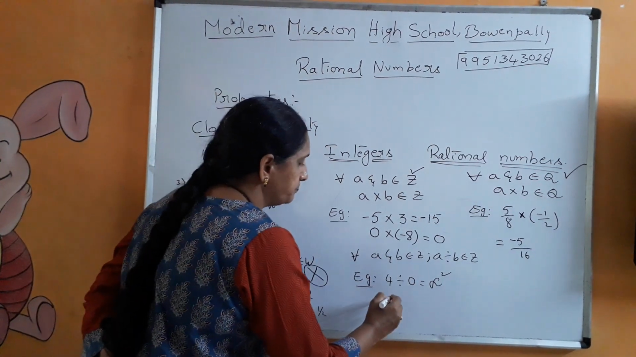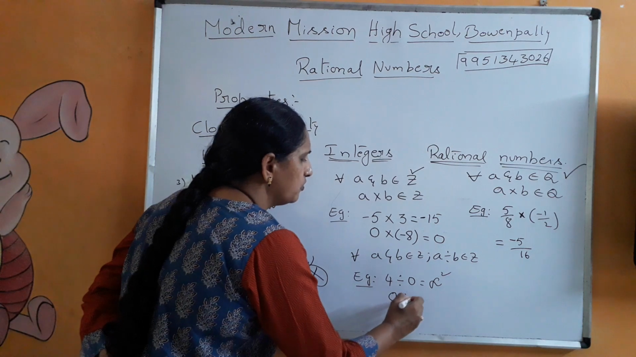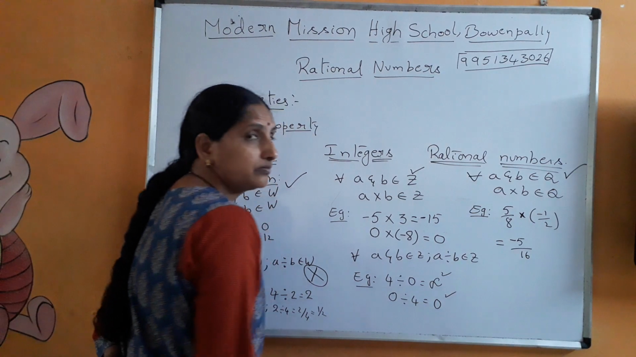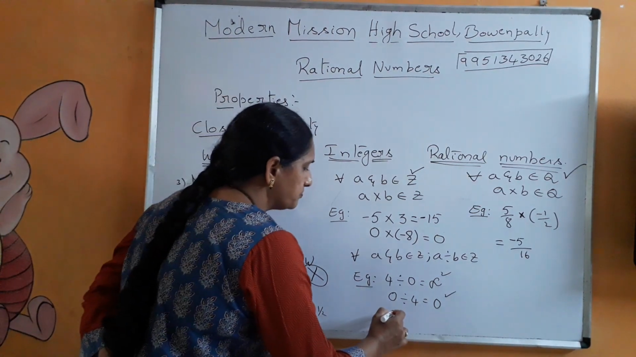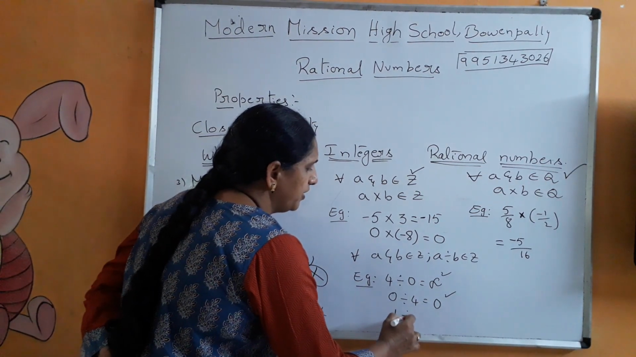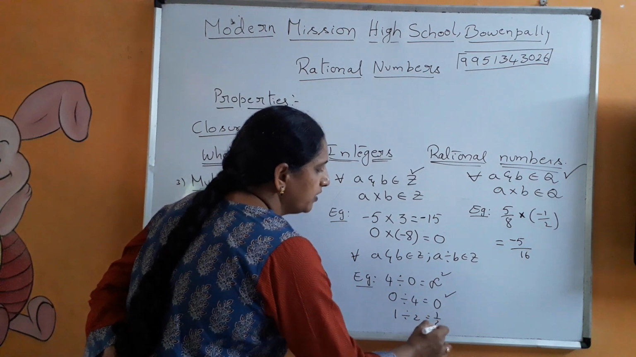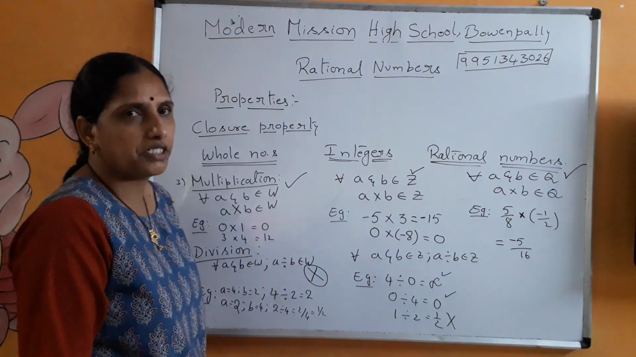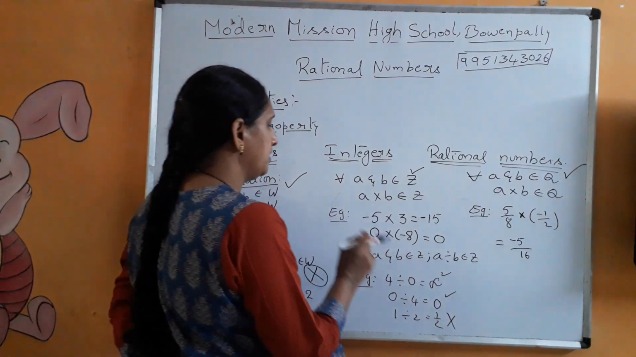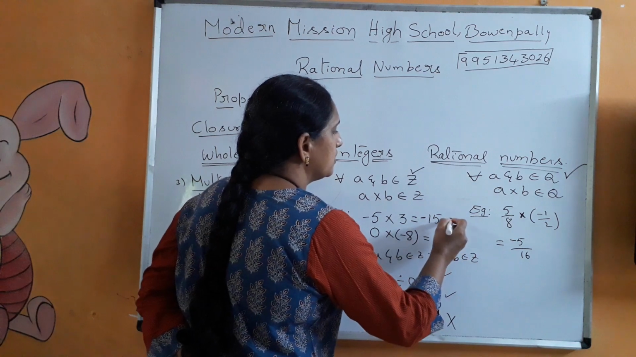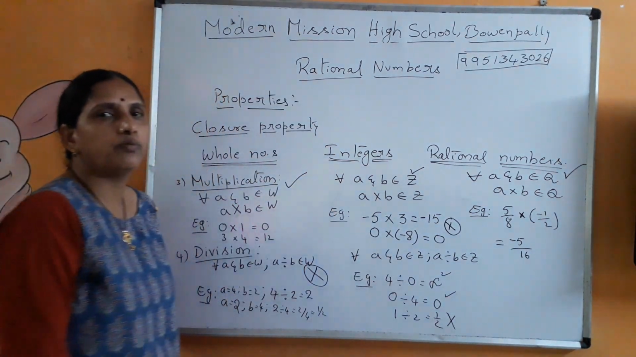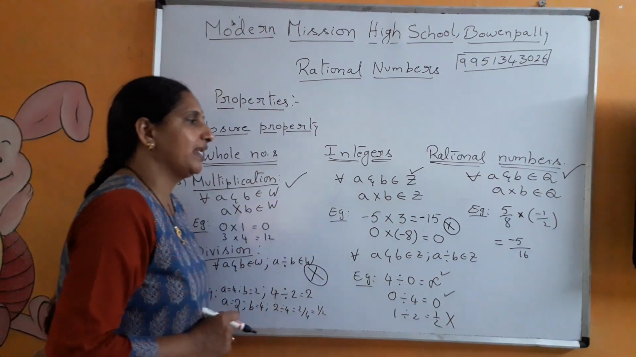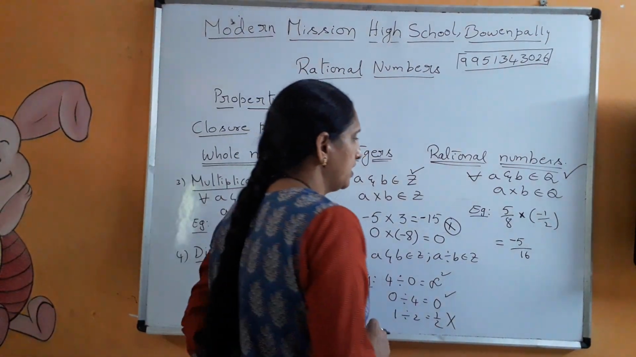Now 0 divided by 4, if you take it as 0, is it an integer? Yes. Now 1 divided by 2, which is equal to 1 by 2, it is not an integer. It is a rational number. So therefore what is happening here? Even integers do not obey closure property under division. Now let us see about the rational numbers.